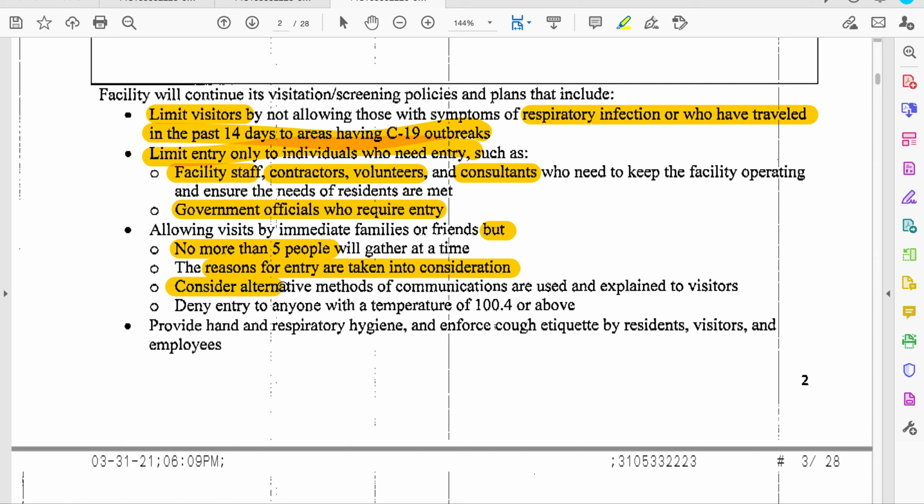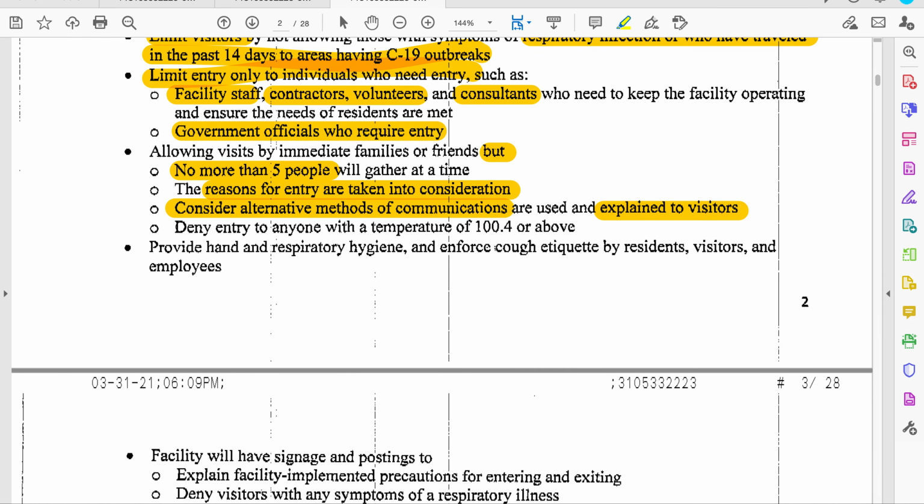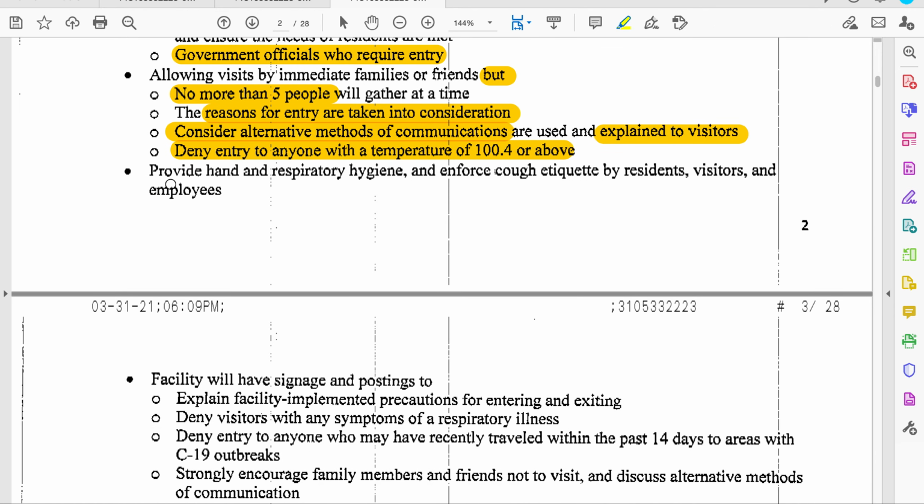We need to consider alternative methods of communication. We need to explain these to visitors. This will be discussed later. We have to deny entry to anybody with a temperature above 104. Most importantly, we need to provide hand and respiratory hygiene and enforce cough etiquette by residents, visitors, and employees.